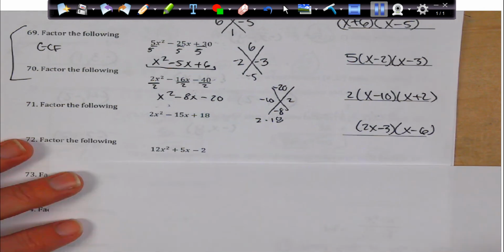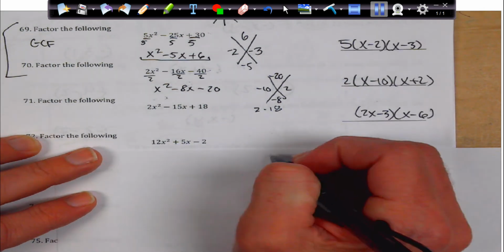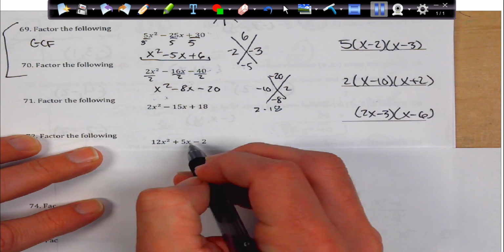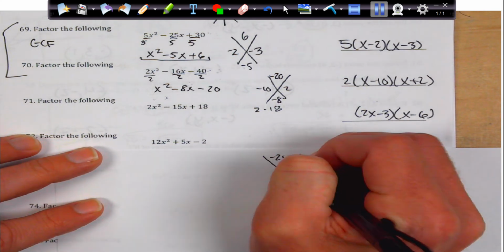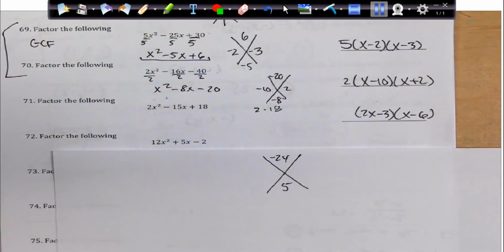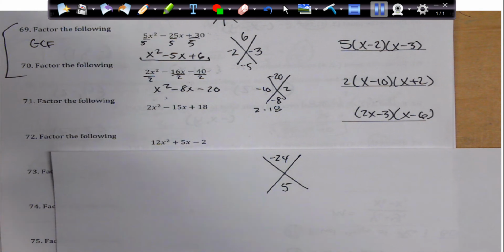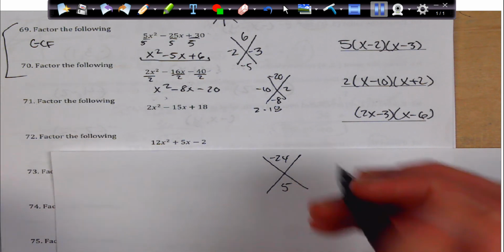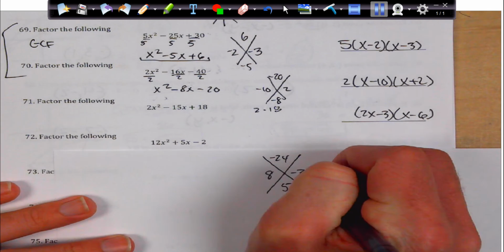Alright, so this next one, we're going to do the same thing. Negative 2 times 12 is negative 24. Put 5 on the bottom. What two numbers multiply to negative 24 but add to 5? Let me think here. I did most of these before. So 1 times 24, 2 times 12, no. 3 times 8, that sounds right. 8 and negative 3, there we go.